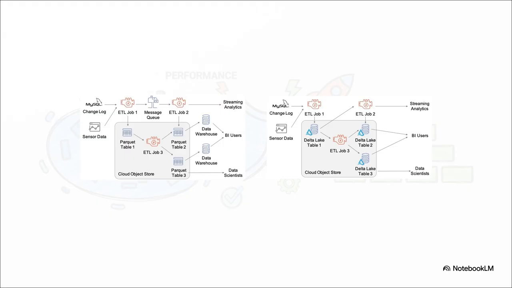Okay, so check this out. On the left is probably a familiar sight. It's that classic, kind of complex architecture. You've got your object store, sure, but you also need message queues for streaming, separate data warehouses. It's a lot, with data copied all over the place.